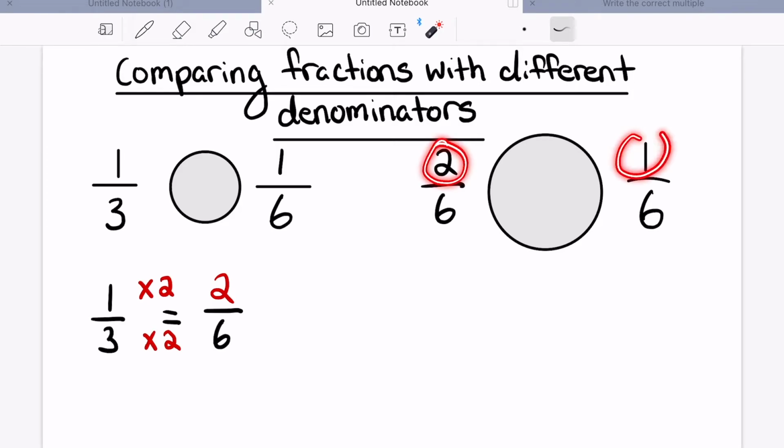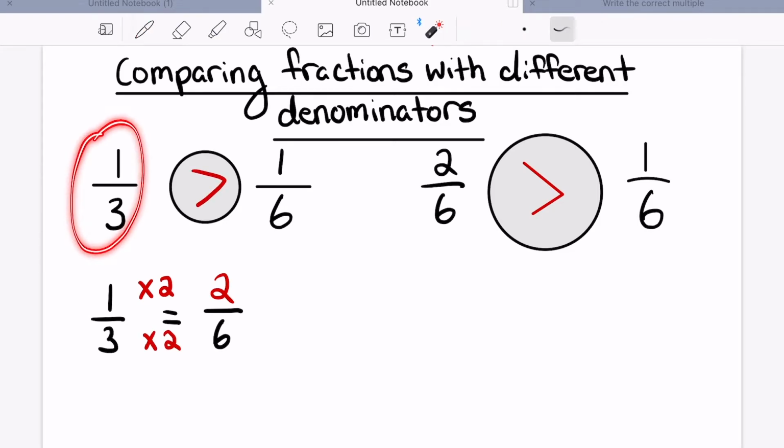We see 2 and 1. Which one is bigger? The 2, of course, right? The 2 is bigger. So which one are we going to write? We're going to say 2/6 is bigger than 1/6. Just like that. So 2/6 is bigger than 1/6. Or we can say 1/3 is bigger than 1/6. We can write it also just like that. Because when we convert 1/3, 1/3 is the same as 2/6. So 1/3 is bigger than 1/6.